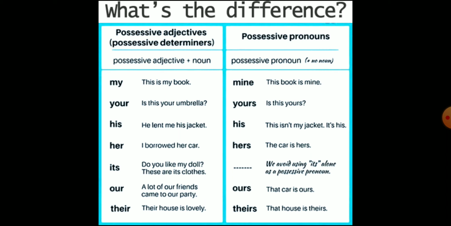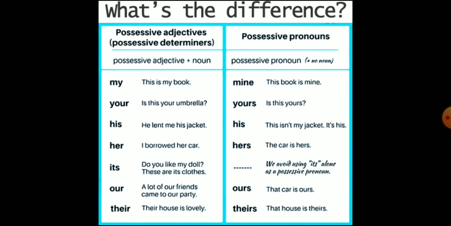Let's see another example. Your. Is this your umbrella? Is this yours? Your is followed by a noun, that is umbrella. He lent me his jacket. His is followed by a noun, jacket. This isn't my jacket. It's his. Right? Over here, the pronoun is replacing a noun.